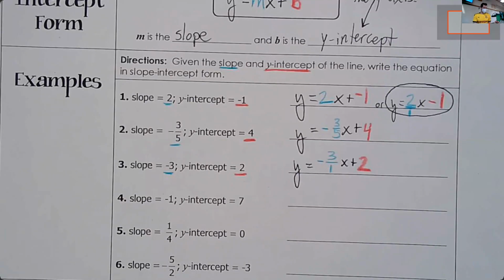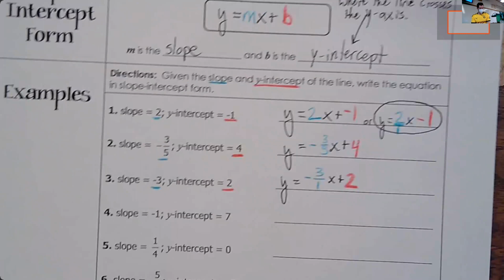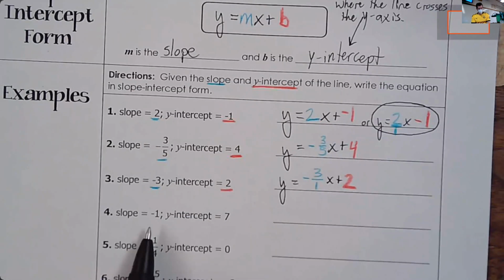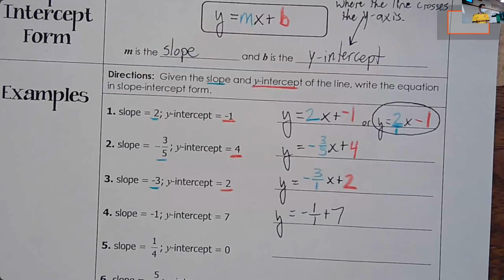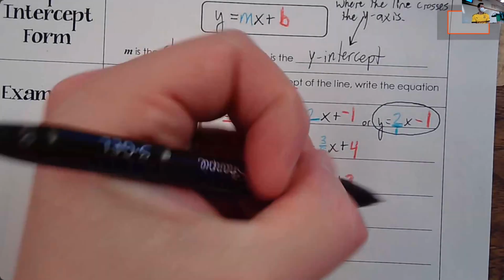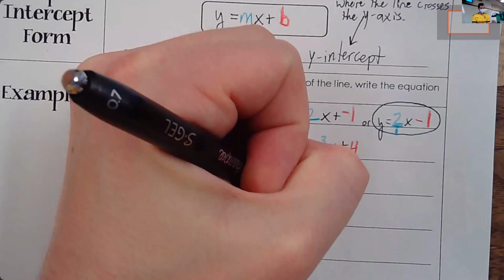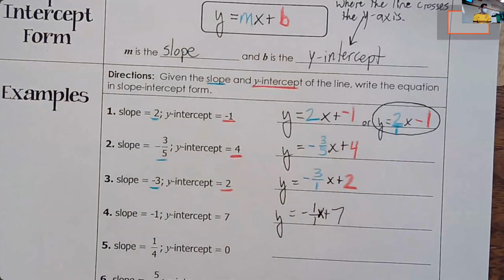So for number 4, we're looking at a slope of -1, a y-intercept of 7. So I'm going to write y equals -1 over 1x plus 7. Don't forget the x. Always include x. If you have just -1x plus 7, that is totally fine.